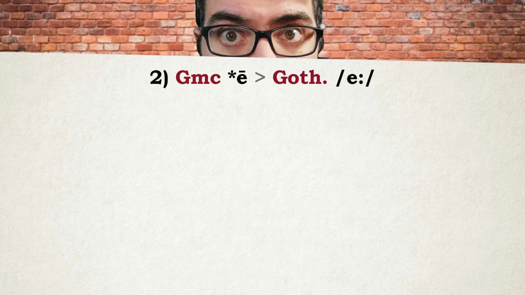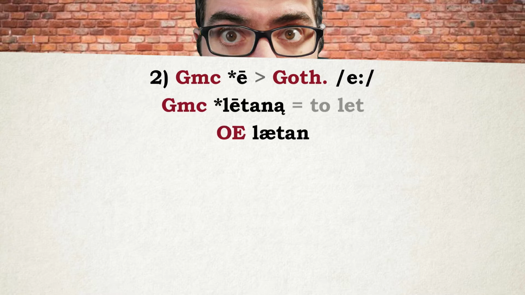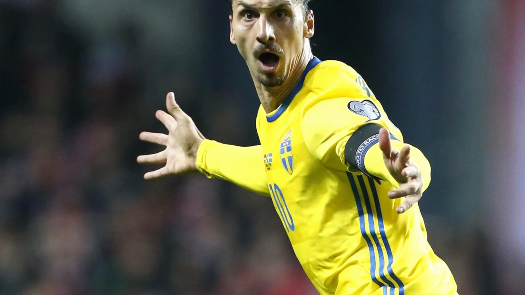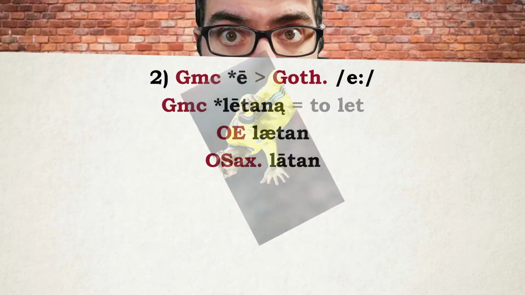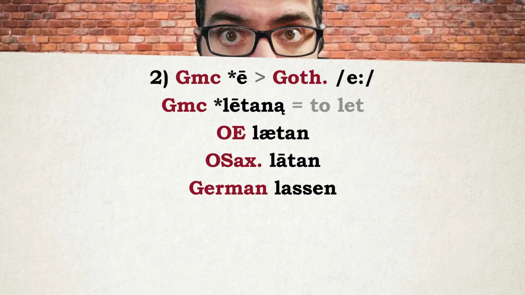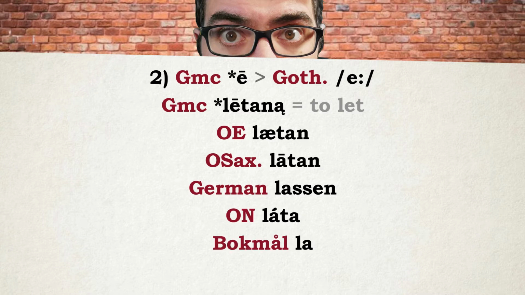But second, Germanic E remains E in Gothic, while the other two branches have different developments. See Germanic letano, Old English latan, Old Saxon latan, Old Swedish slatan. No guys, I'm joking. German lassen, Old Norse lata, Bokmål la, but Gothic letan.